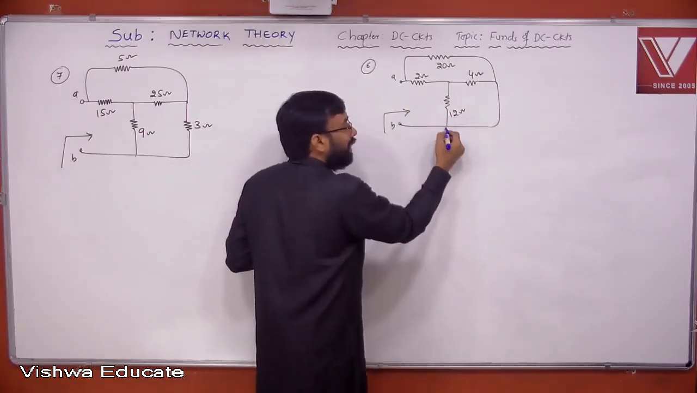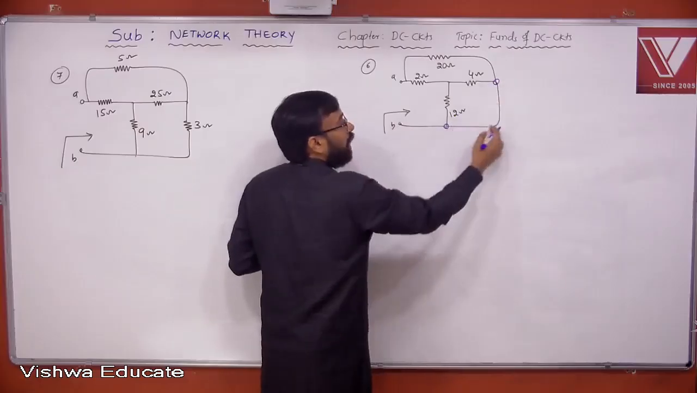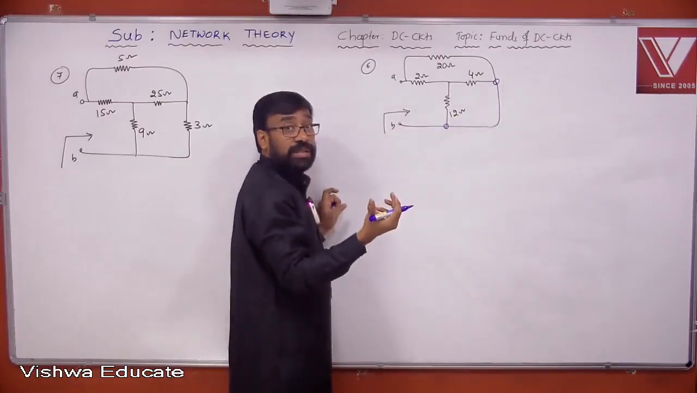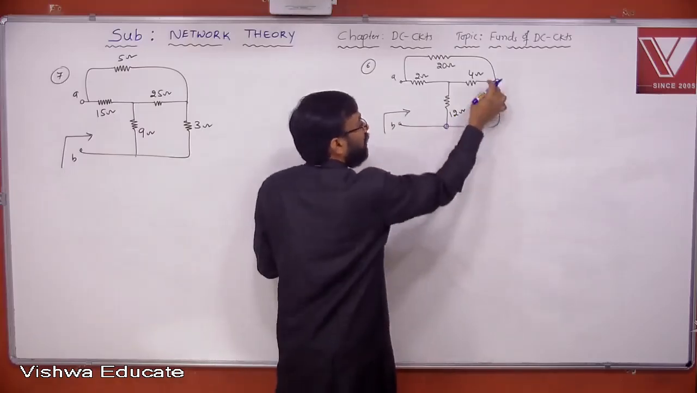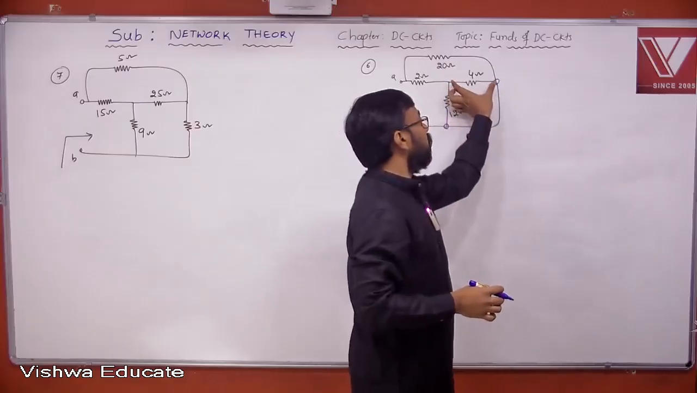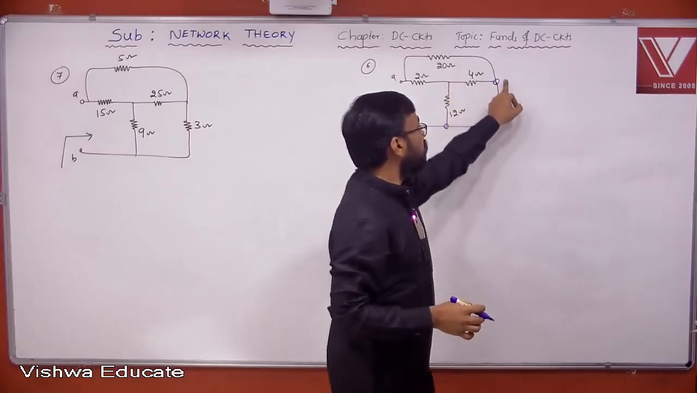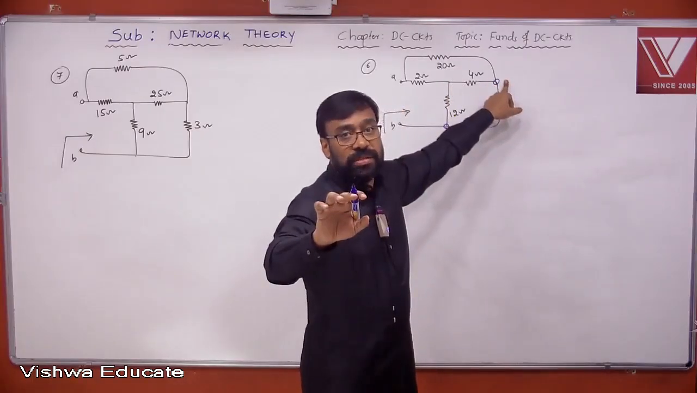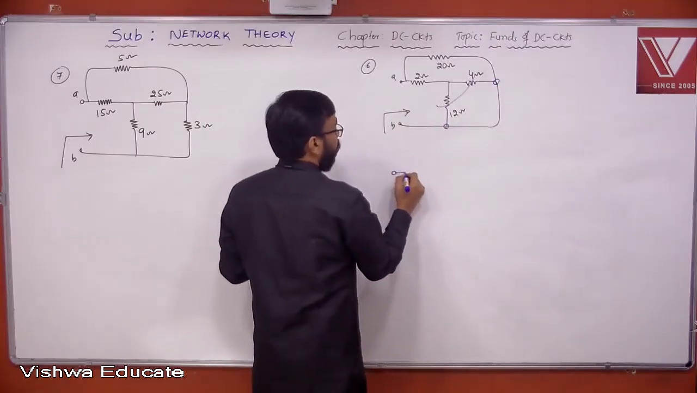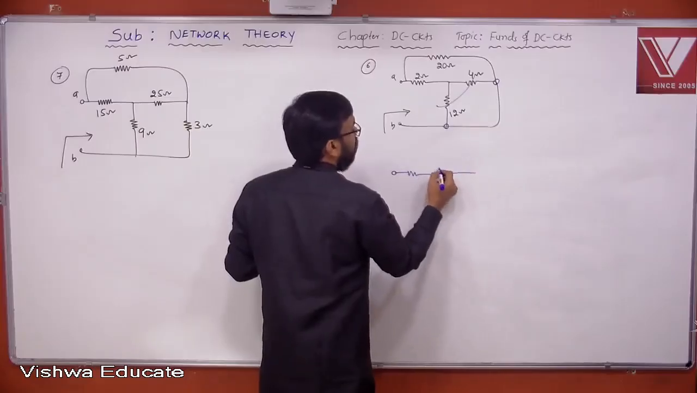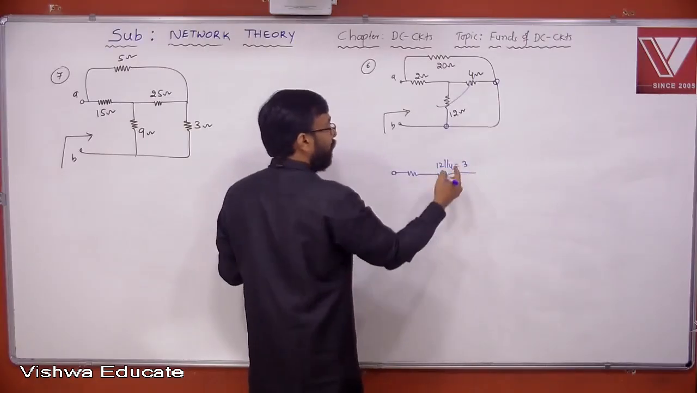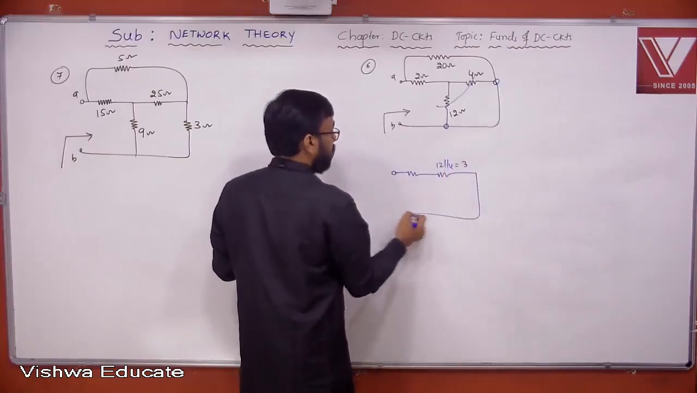Sir, how is it parallel? This point and this point both are operating at same potentials. You can take this and connect here. It does not make any difference. If you apply some 10 volts here, the same 10 volts appears across these two terminals, because this point and this point both are operating at same potentials. Understand all of you? Okay. So these two are in parallel. 12 parallel 4 is 3, because 12 into 4 by 12 plus 4. That's it.